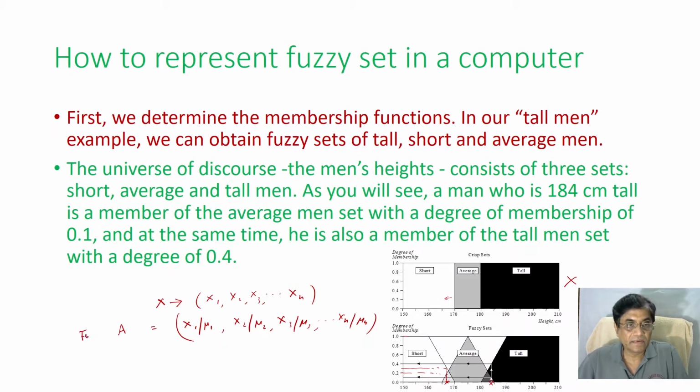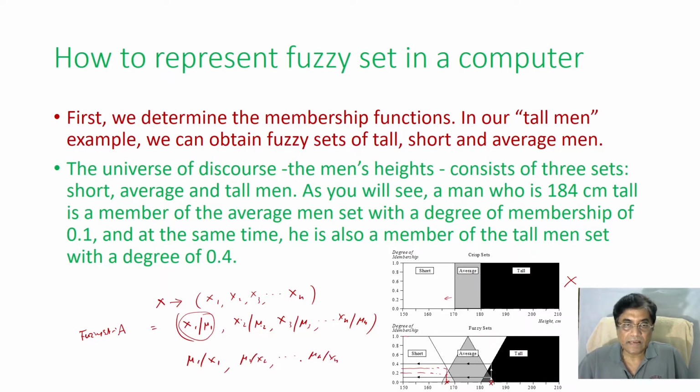Fuzzy set A. So what you see is that every element here is a tuple, right? So the elements are attached with their corresponding membership value. In some literature, you may figure out that they put the membership value first and then the element next. Okay. Anyway, so they have to be attached like this. Okay. So basically, they are the same.